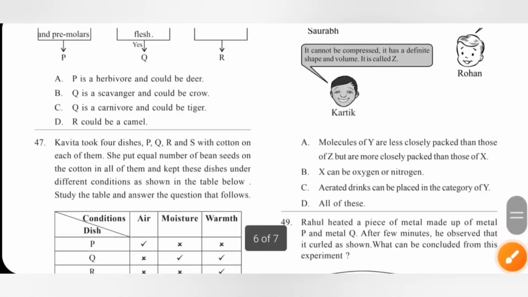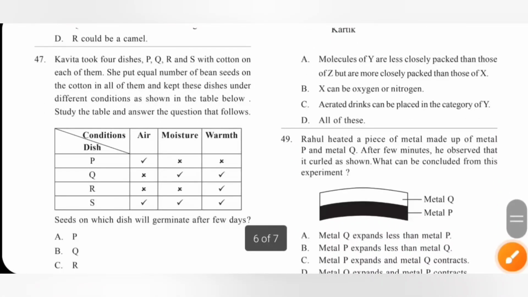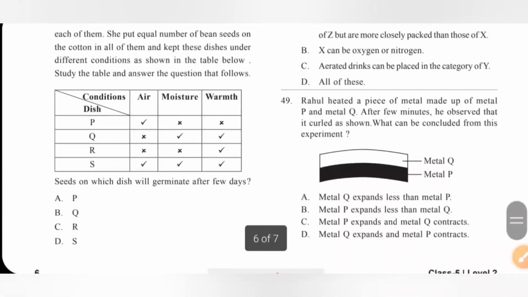47. Kavita took 4 dishes P, Q, R and S with cotton on each of them. She put equal number of bean seeds on the cotton in all of them and kept these dishes under different conditions as shown in the table below. Study the table and answer the question that follows. Seed on which dish will germinate after few days?